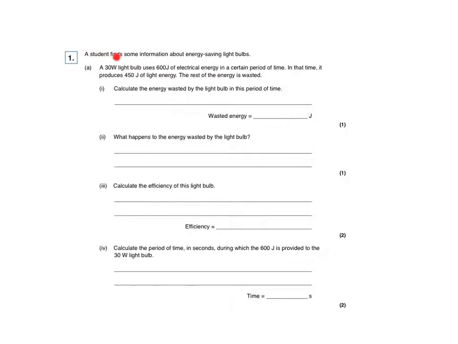Okay, so we've got a student here talking about an energy saving light bulb. We've got a 30 watt light bulb. It uses 600 joules of electrical energy in a certain period of time, and in that time it produces 450 joules of light. The rest of the energy is wasted.